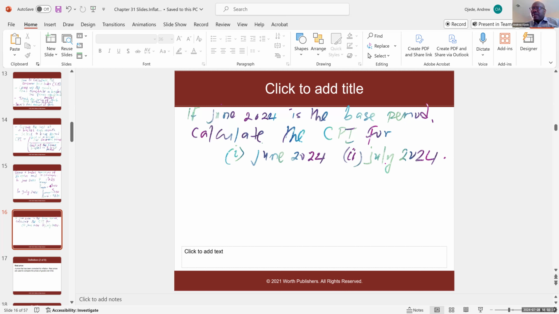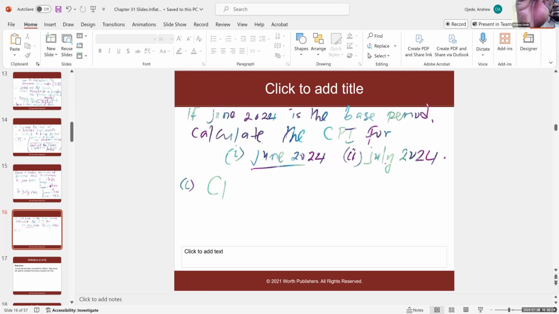Now, I have to be clear, just like we talked about the GDP deflator in chapter 26: when somebody asks you to calculate the consumer price index, remember June 2024 is the base year. The CPI for the base year period is always 100. Don't even waste your time calculating. But anyway, here's what you do. For Roman 1, it's going to be 100, but let's do it.